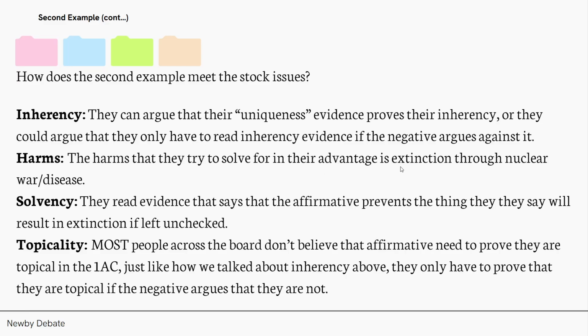The harms they try to solve for is the extinction and their advantage. They read evidence that the affirmative prevents the thing that they say will cause extinction if left unchecked. And then topicality. Most people across the board, even in these more lay rounds where you have judges that are very traditional about their views of debate, historically the affirmative is not really needed to prove that they're topical in the 1AC. That was a thing a very long time ago, but has never been a thing in my time in debate. So, just like how we talked about inherency above, they only have to prove they're topical if the negative argues that they're not.